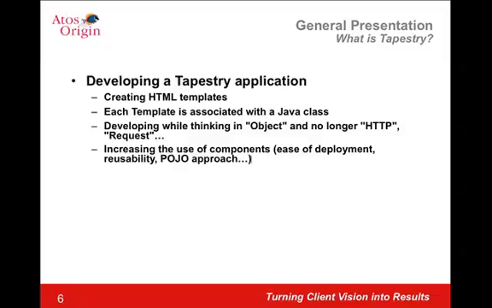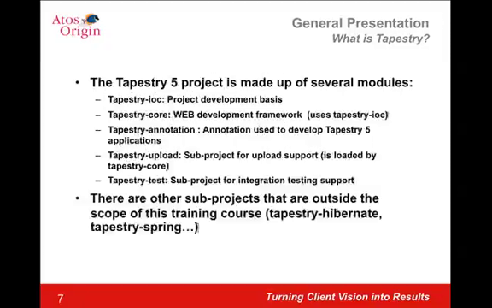Developing with Tapestry is writing a template and associating it to a Java class. The Java class will be an object that will define your page. The template will contain the markup. This is the presentation of your page.